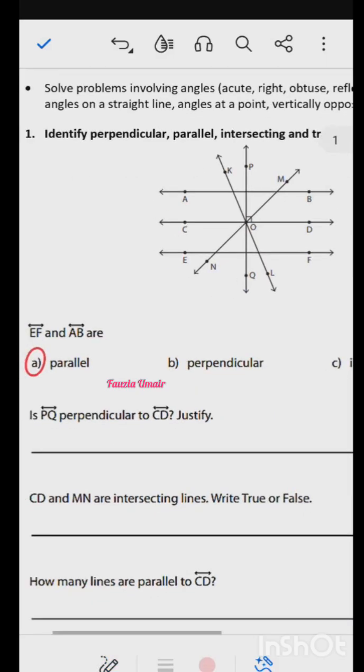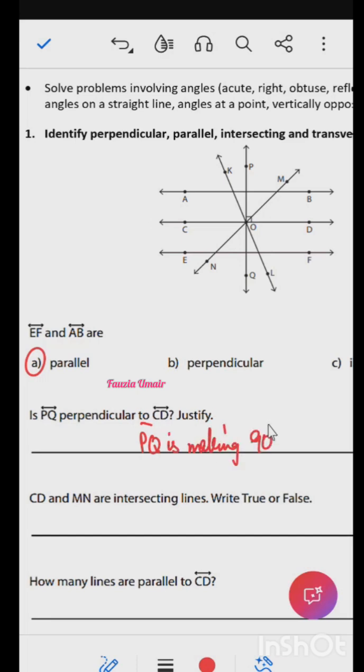Yes, ma'am. Is PQ perpendicular to CD? Yes. Justify. How can we justify PQ? Ma'am, because it is making a 90-degree angle. Very good, because PQ is making a 90-degree angle on CD. So then they are perpendicular.